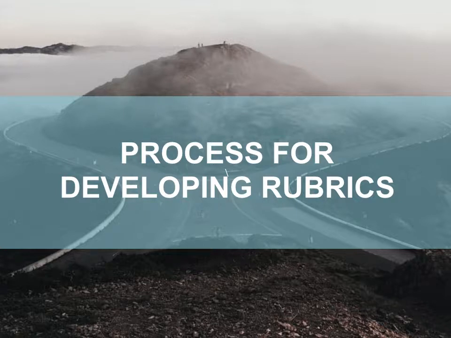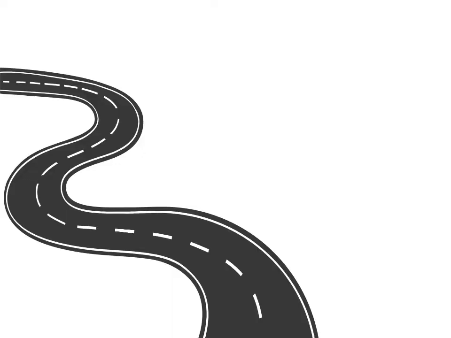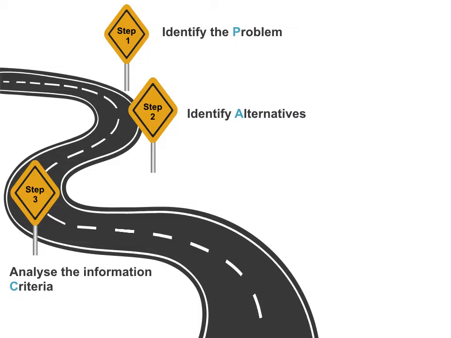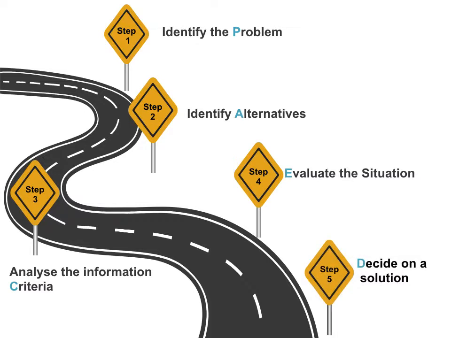When you're making any decision in life, there are certain steps that you go through. The first is you identify what the problem is. What is the issue? What do you need to decide on? Then we look at alternatives. We say, right, this is the problem. What alternatives do we have to this problem? Then we analyze the information or the criteria, and we analyze this according to the alternatives. We then evaluate the situation. So we say, right, we've got these alternatives and we've got the criteria. Let's evaluate the situation we have now with this information. And then finally, we decide on a solution.